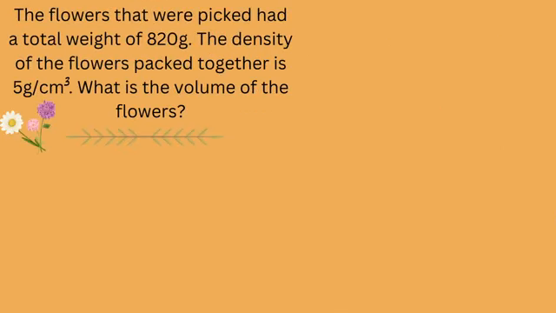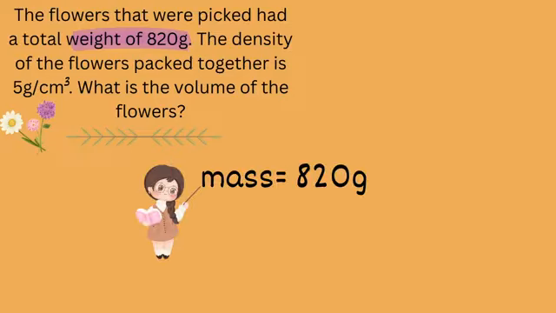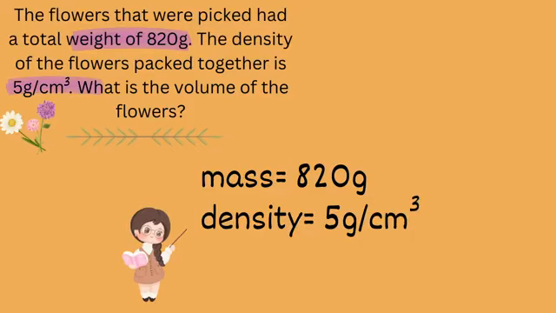The flowers that were picked had a total weight of 820 grams. The density of the flowers packed together is 5 grams over centimeters cube. What is the volume of the flowers? Well, we're given the weight that is translated to a mass of 820 grams, and we're given the density of 5 grams per cubic centimeter. We just need to find the volume.